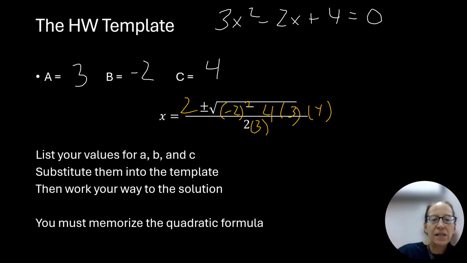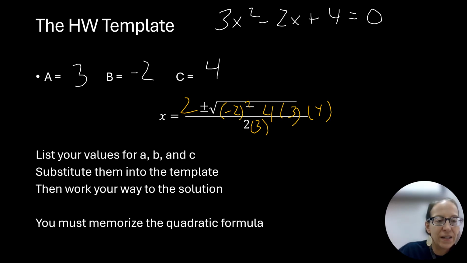List your values for a, b, and c, substitute them into the template, and then slowly and carefully work your way to the solution. Write neatly. It's okay if you make mistakes. There are a lot of steps involved in this, but we do want to be able to find the mistakes when you make them, which we cannot do if it looks like number vomit everywhere on your page. So neatly and methodically. And you must memorize the quadratic formula.